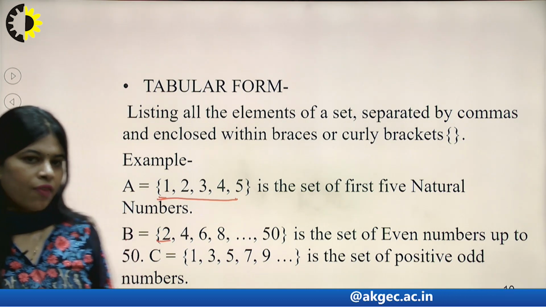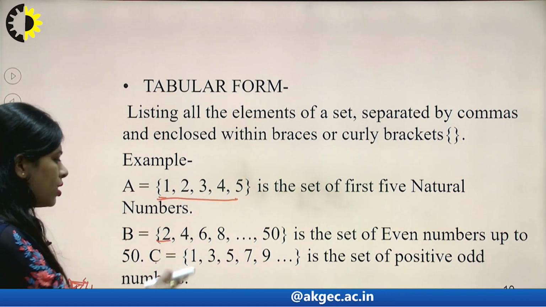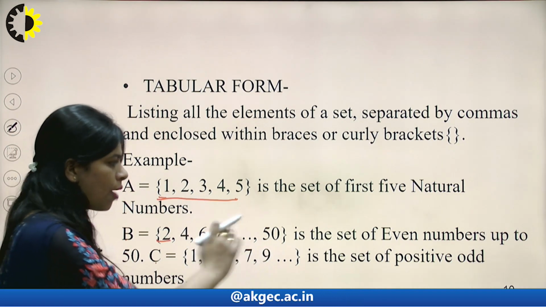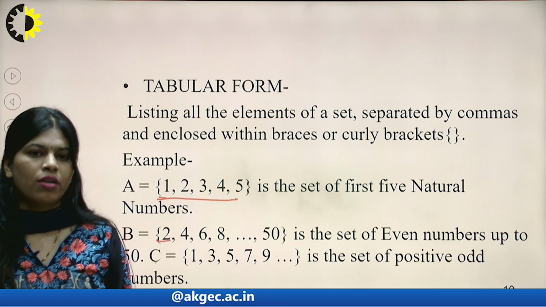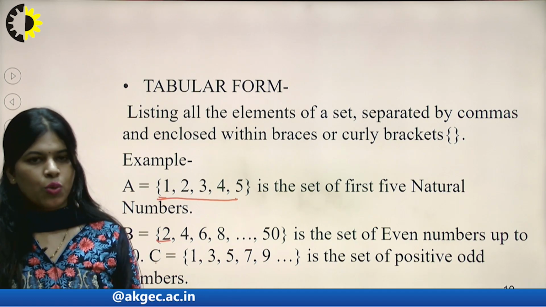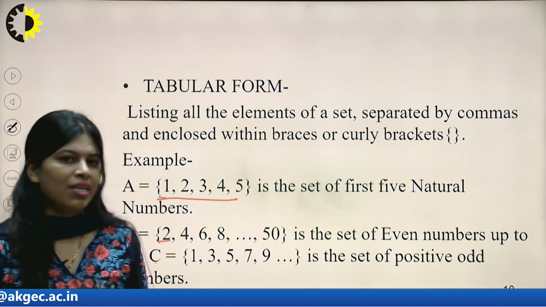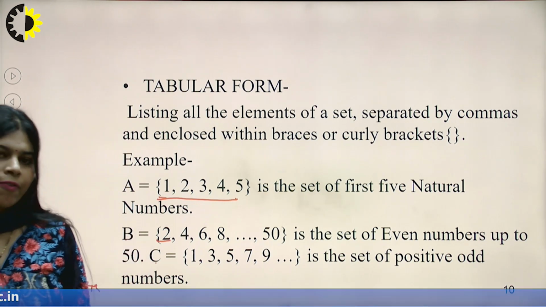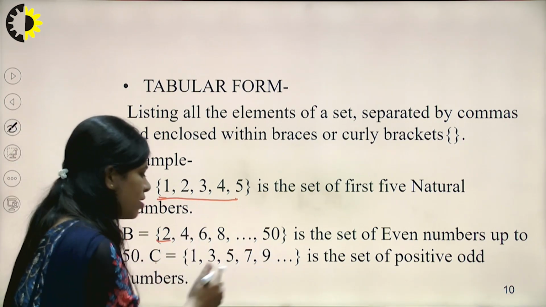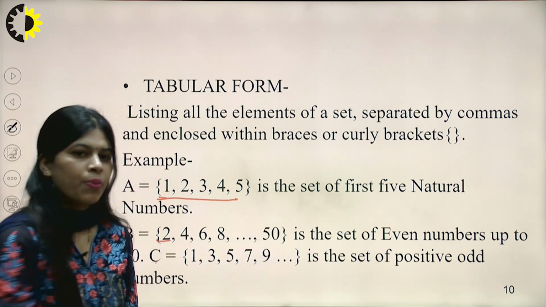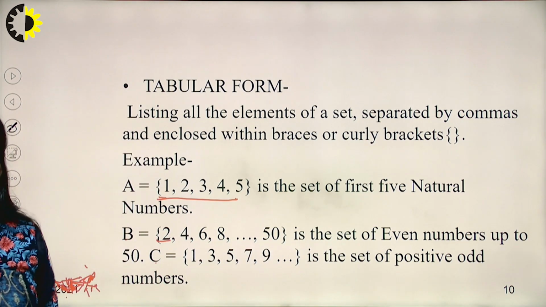So this is the tabular form, meaning we can list the elements and count the elements in a set. If I am taking an example C, like C equal to 1, 3, 5, 7, 9 up to the positive odd numbers till infinity, we can assign these kinds of numbers in a tabular representation, meaning we have to mention all the elements like this. So this kind of representation is called tabular.